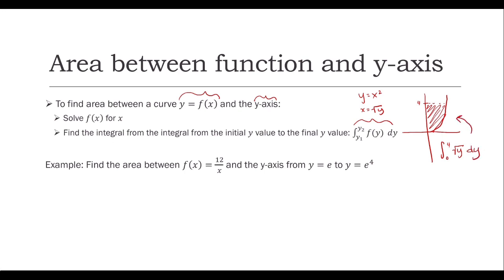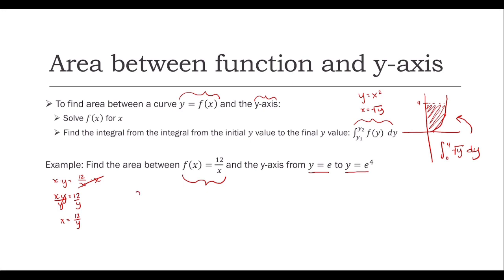So here we have an example that says find the area between f of x equals 12 over x and the y-axis from y equals e to y equals e to the fourth. So we'll start by solving this for x. So we have y equals 12 over x. To solve it for x, we'll multiply both sides by x. So we have xy equals 12, and then we'll divide by y to get that x equals 12 over y.